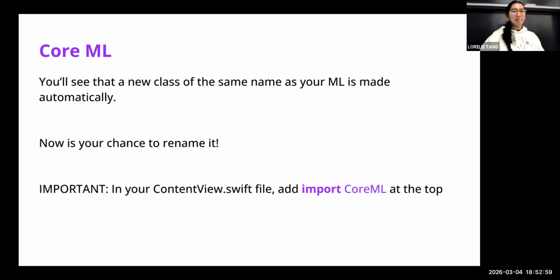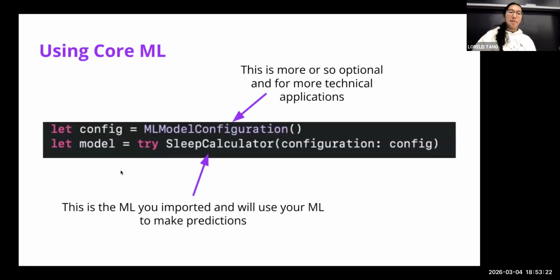The last step, other than dragging and dropping it in, is when you go to your Content Swift file, make sure you write import Core ML at the top. That's going to actually allow you to use it. Even if you don't import it, it's probably going to give you a big error once you start using it, which will remind you. So again, it's quite simple. Just follow these steps and you guys can get your own ML. And yeah, this is the portion that would give you an error if you don't have Core ML imported.